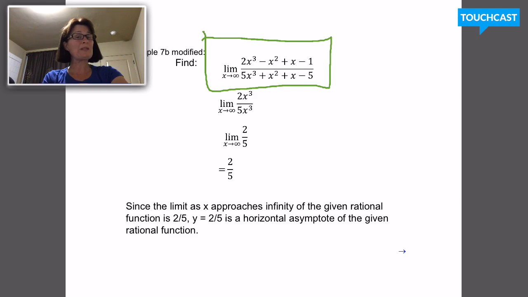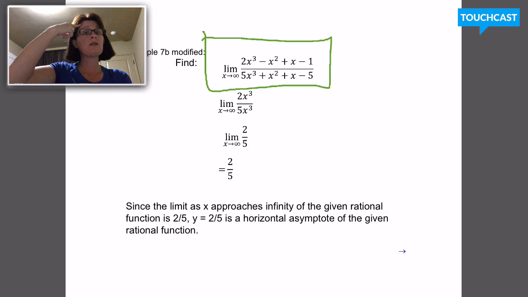So you could write this one in as our example 7b modified. We're going to find the limit as x goes toward infinity of 2x cubed minus x squared plus x minus 1 divided by the quantity 5x cubed plus x squared plus x minus 5. Same idea, we're going to look for the terms that dominate. Imagine letting x get bigger and bigger and bigger. Which term contributes most to that numerator? It's the 2x cubed.